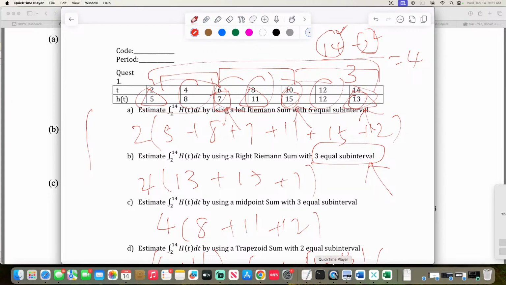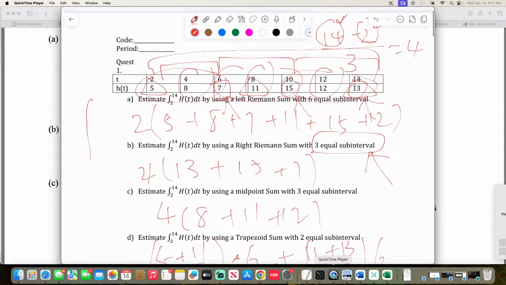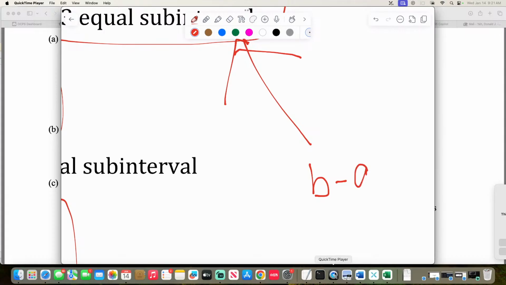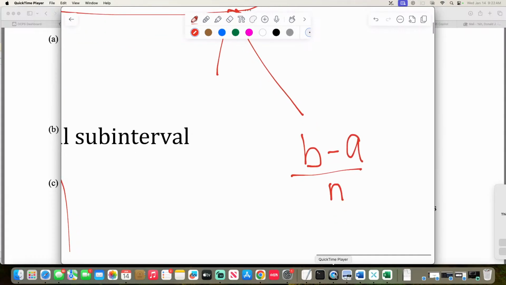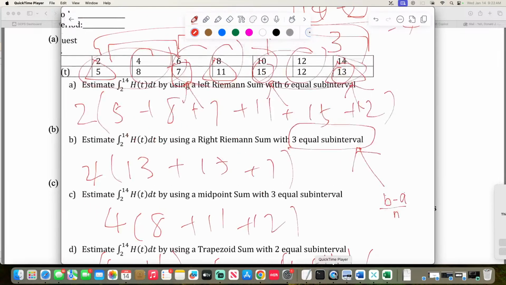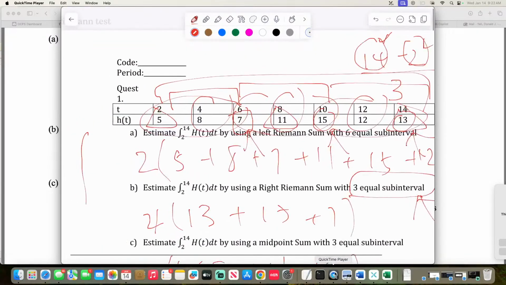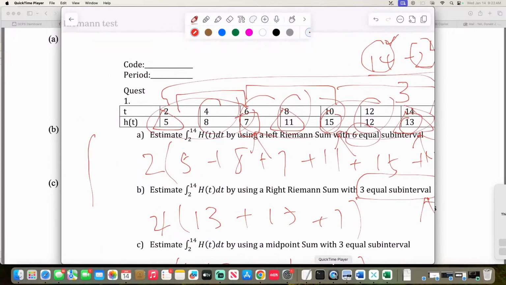Yes, Anna. Can you explain how we use the formula 14 minus 3 divided by 2? It's b minus a over n. This is the upper bound, this is the lower bound, right? So that means the difference. How many subintervals? If I break it into 5 subintervals, then I have to divide by 5. If I break it into 3 subintervals, I divide by 3. In this case, it's 3 subintervals, so I divide by 3. Now the first one is divided by 6, right? So each one is 2, so that's why this is 2.